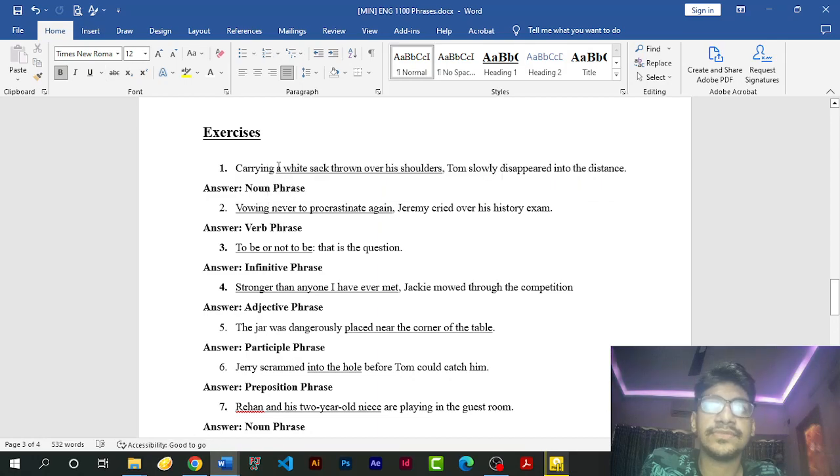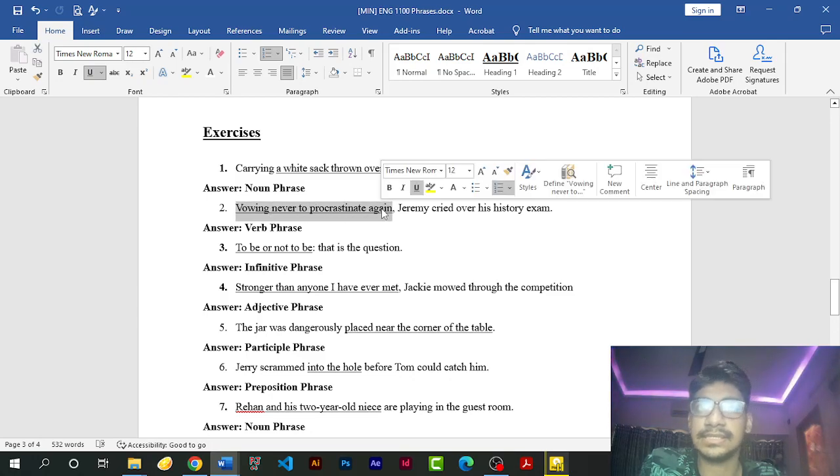Even when you go to number 1, a white sack. So it's a noun phrase, right? But it could sometimes be confusing, because white is an adjective, right? So you could have been confused about whether to write noun phrase or adjective phrase. So my suggestion is to understand the meaning of the sentences as well. Here, vowing never to procrastinate again. He did something. What did he do? He vowed. He was vowing never to procrastinate again.